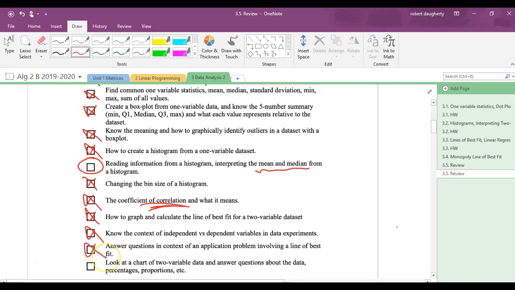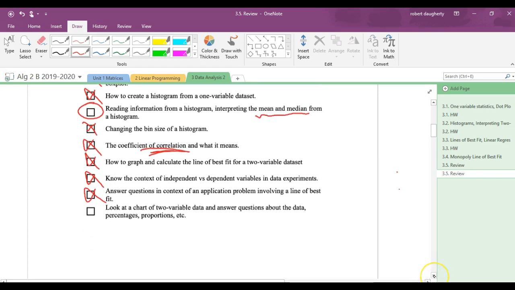Answering questions in context. If you've got an application problem or a word problem, your answer should have words. Your numbers should relate to that application. Looking at data that comes in two variables. So you've got chart data that has two variables, reading information from that chart.